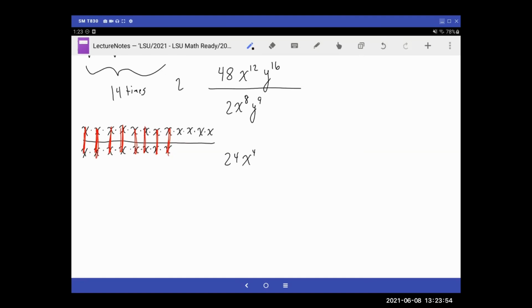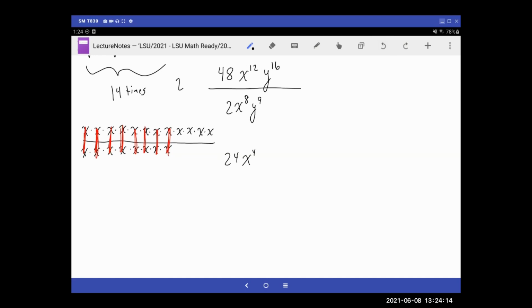Of course, I wouldn't want you to write that out every time, right? The idea is this is why it works, but what's the rule? You just subtract those numbers, right? 12 minus 8. So you're left with 12 on the top. Now, if the 12 were on the bottom, you would subtract it and you'd put x to the 4th on the bottom, right? Because that's where they'd be left over.